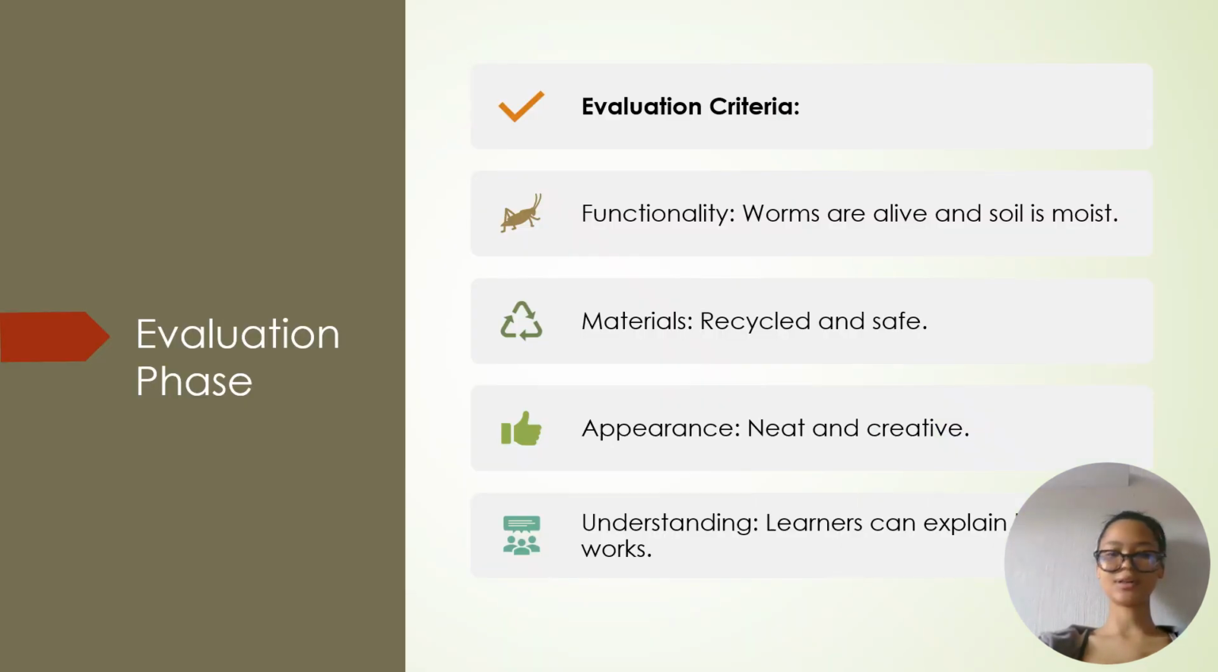And to conclude, in the evaluation phase, we will evaluate our worm farms to see how well they work. Together, we will look at the product specifications from slide 2 and check if the worms are alive, if the food scraps are decomposing, if the soil is healthy, and I will ask learners questions like, what worked well in your design? What would you do differently next time? And we'll use simple evaluation criteria that we saw in slide 5.